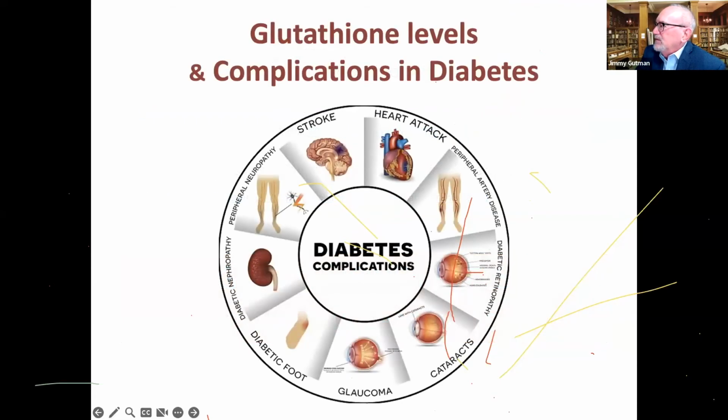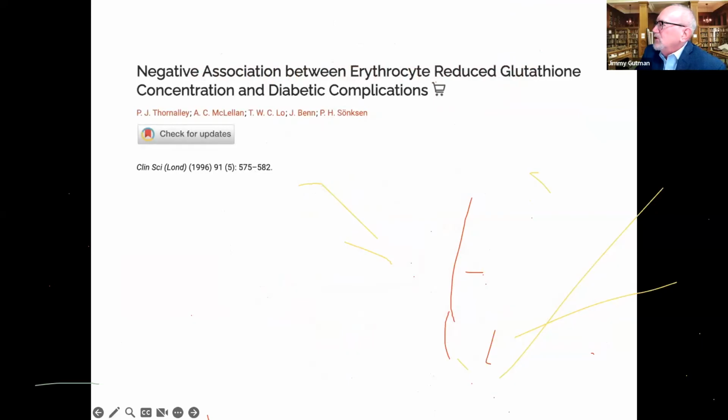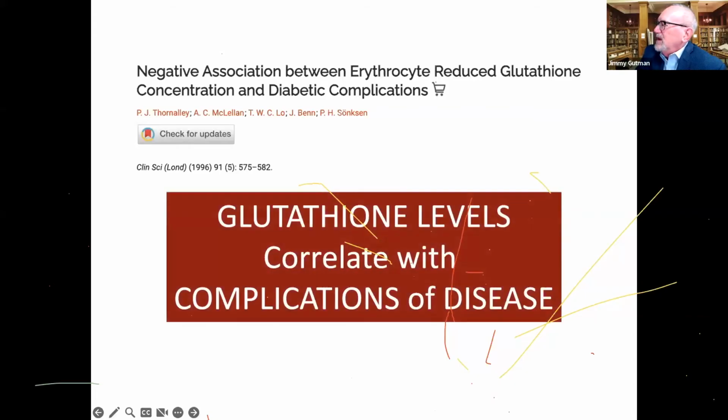Now let's look at the flip side. What does it mean to the onset of diabetic complications if glutathione levels fall? This work has actually been done a long time ago. Here's a paper from 1996 that looked at the correlation between glutathione levels and medical complication rates in diabetic patients. Even back then, it was demonstrated that the lower the glutathione levels were, the higher the rate of diabetic complications and illness. So now we're getting to some real clinical relevance.